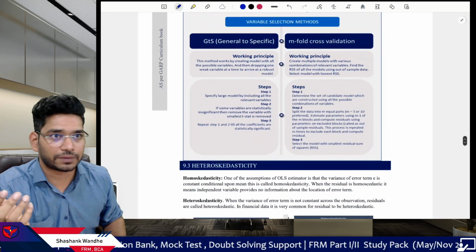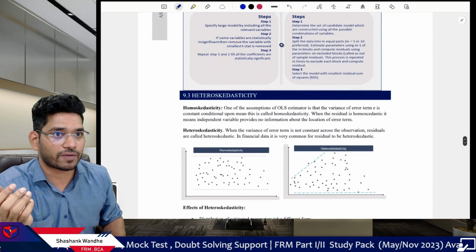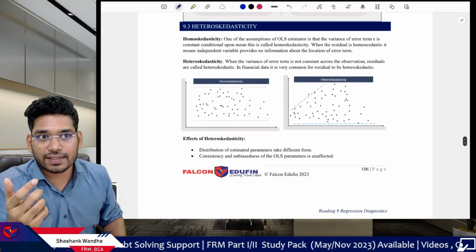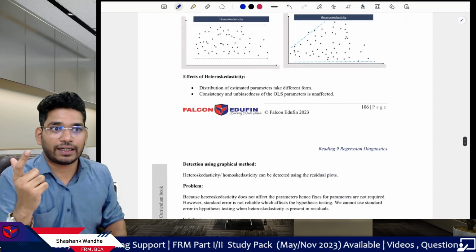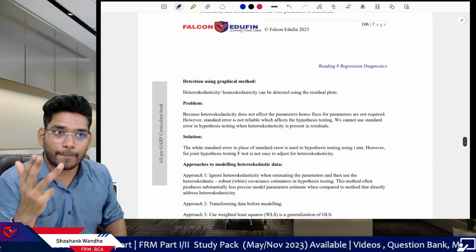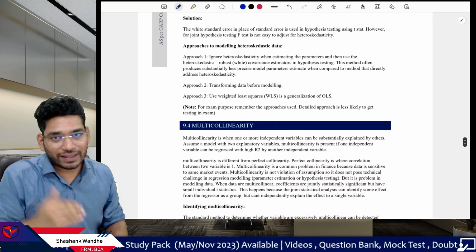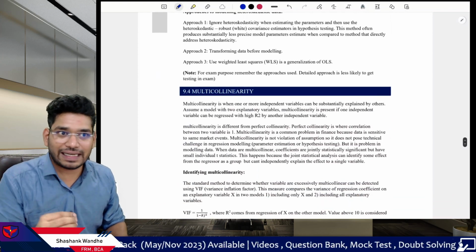And then we have the general to specific model and k-fold cross validation. Then we have the heteroscedasticity. See, these discussions are covered like this: effect, detection method, problem with this method, solution, and approaches to model. Everything is separated, so it will be very easy for you to understand.